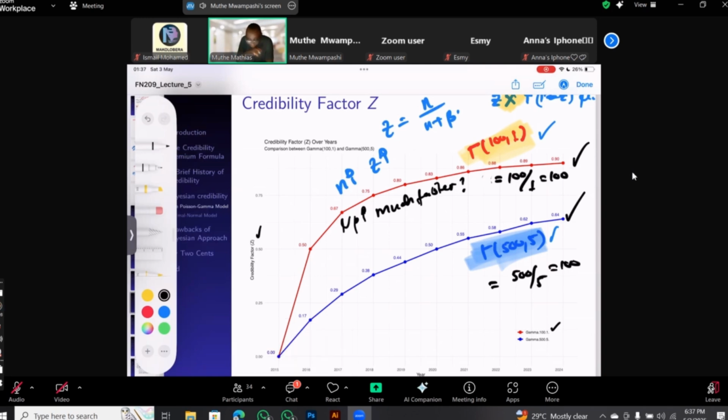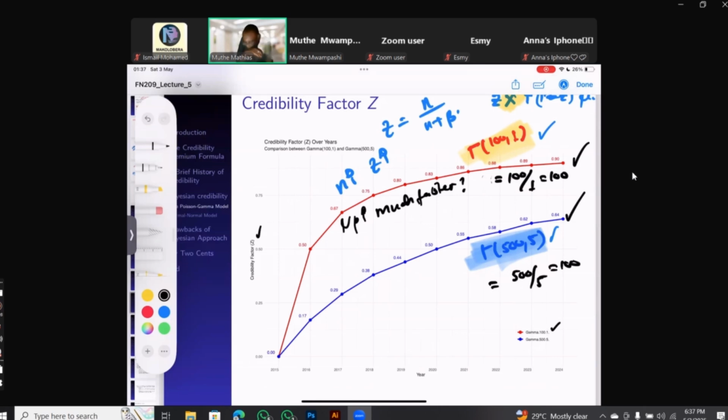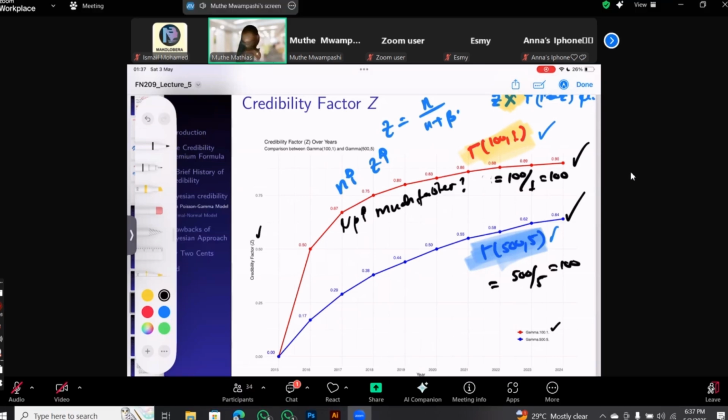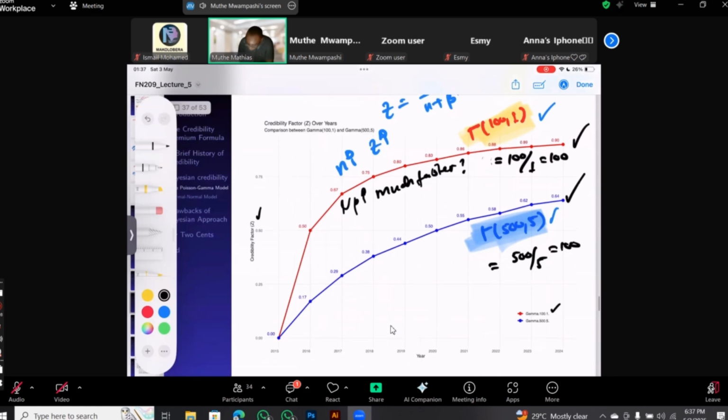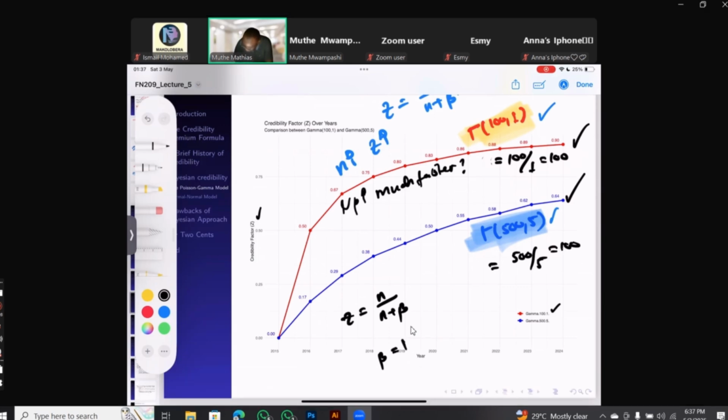Okay, so I can see from Zoom user, because the beta is smaller. Okay, beta is smaller. Yes, I think that could be one of the reasons. So we can say, because Z is equal to N divided by N plus beta, and we see that for gamma, beta for the first case is equal to 1, and beta for the second case is equal to 5. Yes, I think that could be a reason, right? So beta equal to 1, and then beta equal to 5 in that case. Yeah, that could be one of the reasons.